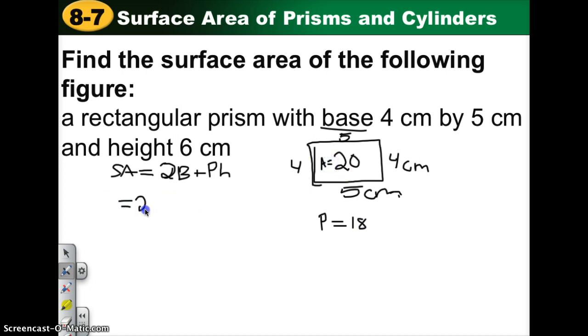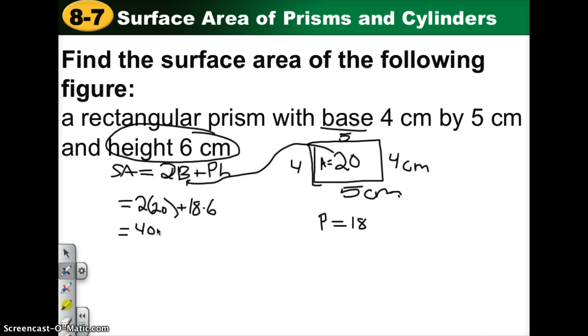So I have 2 times the area of the base, which is 20. So I have 2 sides that are 20 square centimeters each, plus the perimeter of the shape, based on the perimeter of the base, is 18, times the height. Now the height is of the shape itself, not our 2-dimensional, but our 3-dimensional, and that comes back to the problem, so our height is 6. We do these in pieces. I do 2 times 20 to get 40, I do 18 times 6 to get 108, and then I would add those together to get 148. Now we're back to doing area again, so even though it's a three-dimensional shape, we're still talking about the area of the outside panels, so we would do centimeters squared.